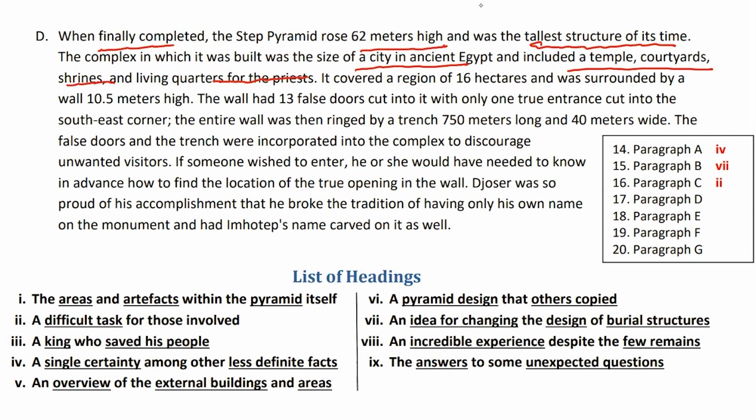So this is important. The pyramid was built, but around that pyramid, in the complex in which it was built, there was a temple, courtyard, shrines, and living quarters. So after reading this, let's try if we can get the answer. The areas and artifacts within the pyramid itself. So this is within the pyramid, and what we have read is the outside.